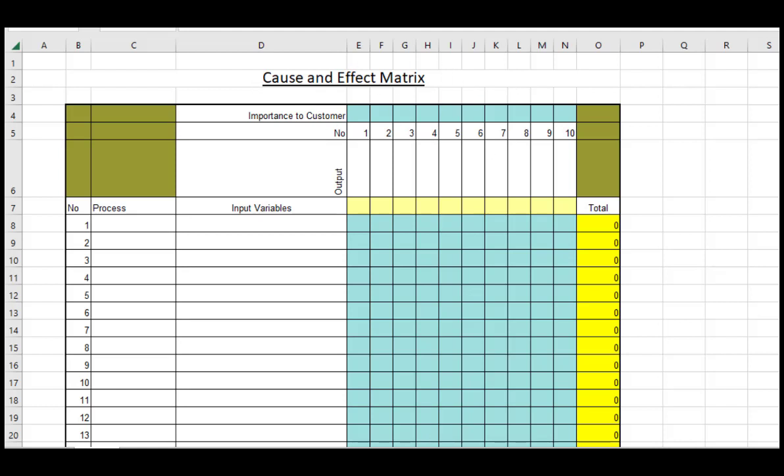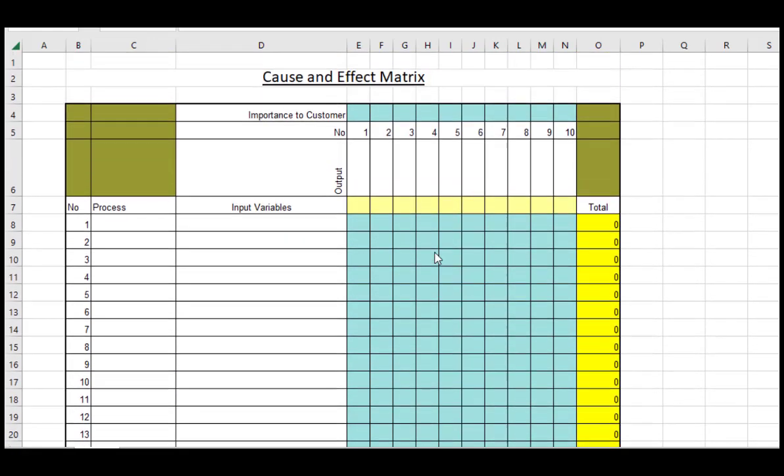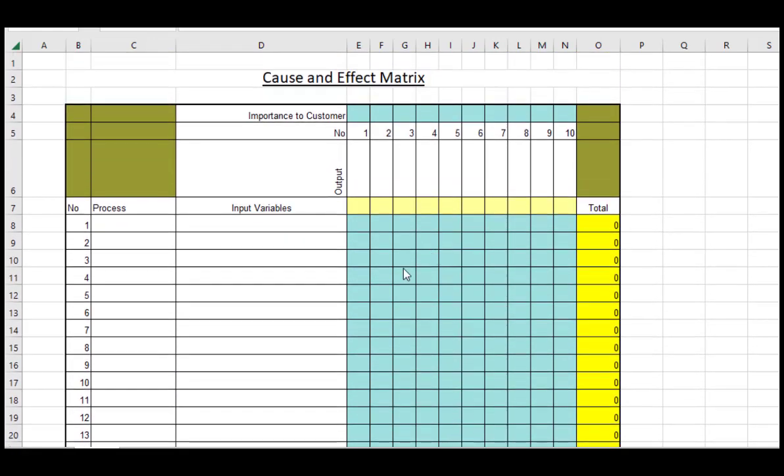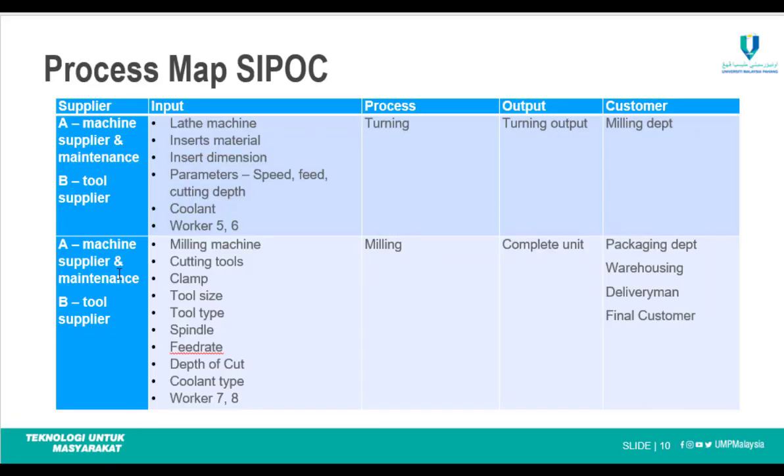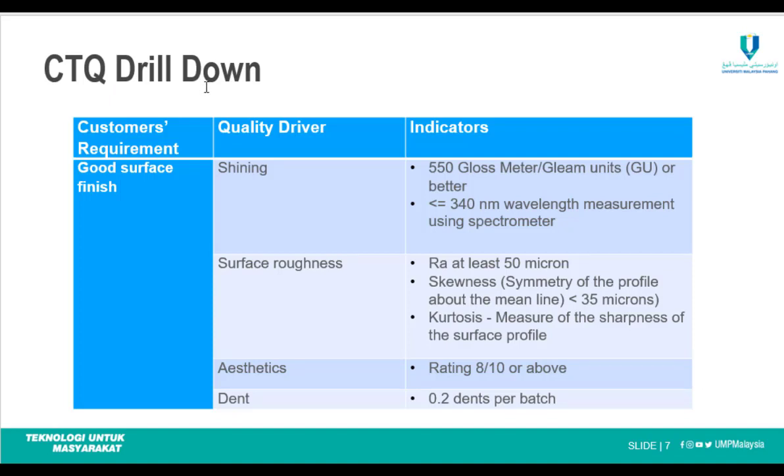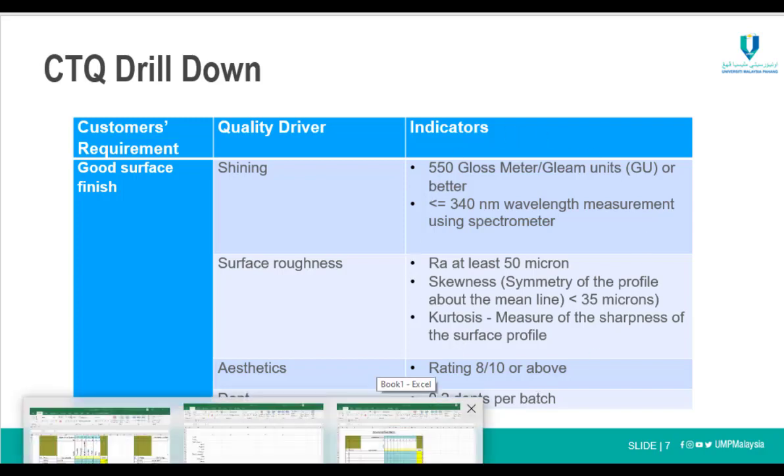So this is the template for the cause and effect matrix. First of all, we need to fill in the output. The output here is taken from the CTQ drill down at the indicators place. So these are the outputs that we will put inside the cause and effect template. Right, so now we will list down all the outputs.